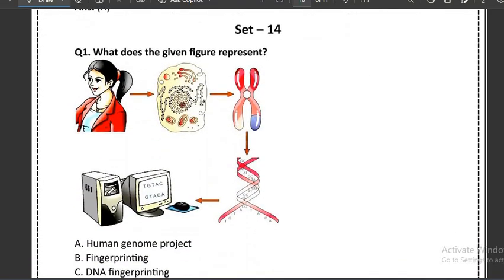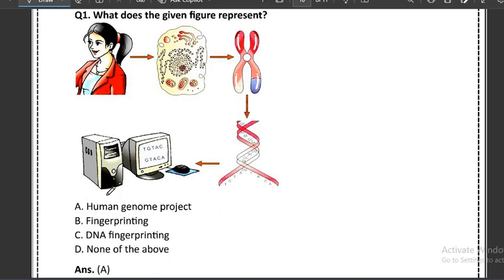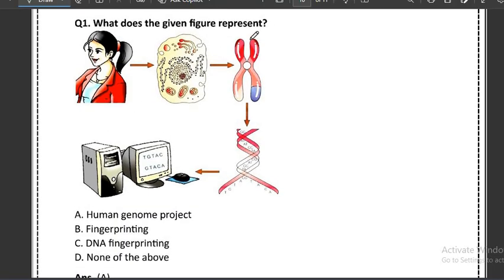Next question. What does the given figure represent? Human genome project, DNA fingerprinting, DNA fingerprinting, none of the above. Option first is correct. Human genome project.